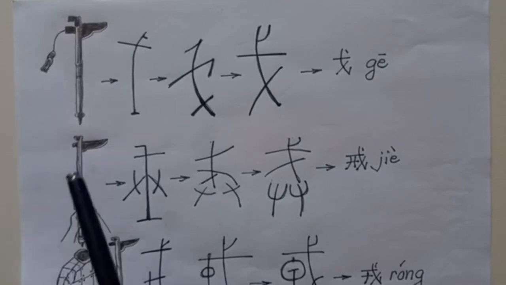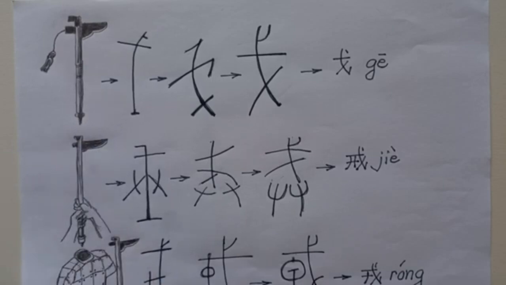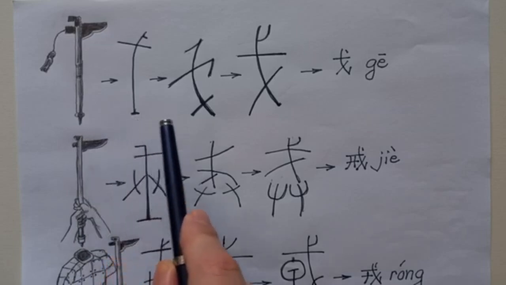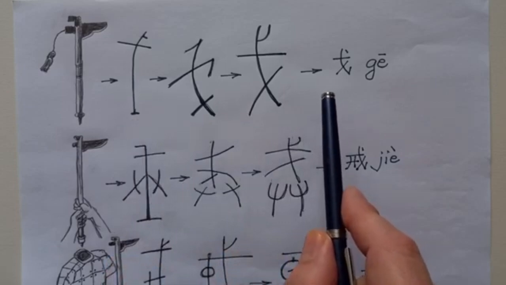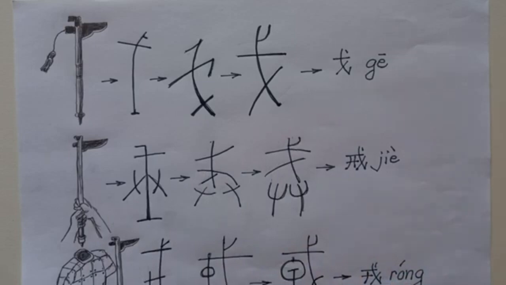First, there is the dagger-axe. The evolution of the character from its pictographic form to the modern variant explains the modern meaning and the use of ge as a radical component. The character jie had its origin in a pictograph showing two hands holding a dagger-axe, hence the modern meaning to guard against.